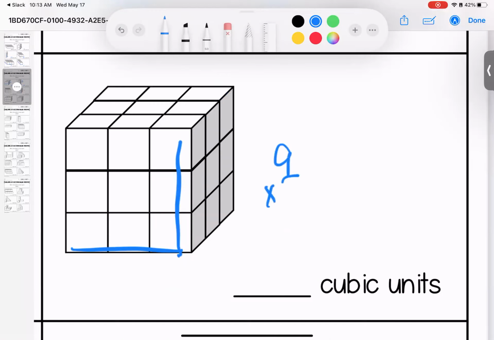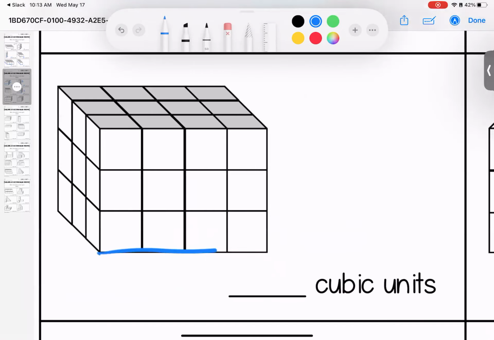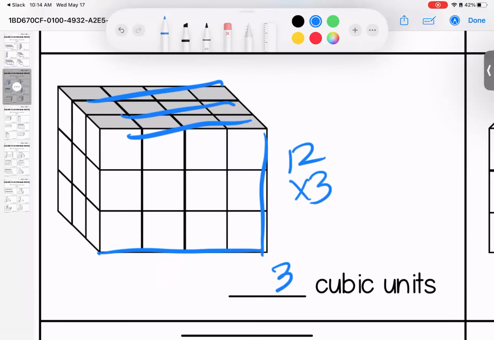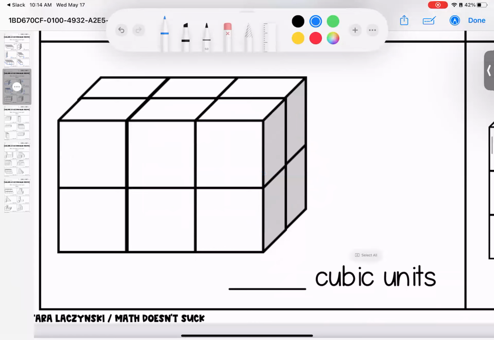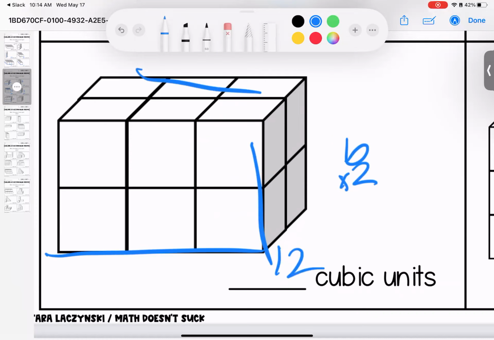3 times 3 is 9. Each layer gives us 27. So this one we have 4 by 3 is 12, and we have 1, 2, 3 layers. So 36. Over here is 3 by 2. 3 and 2 is 6. There's 2 layers. Gives us a total of 12.